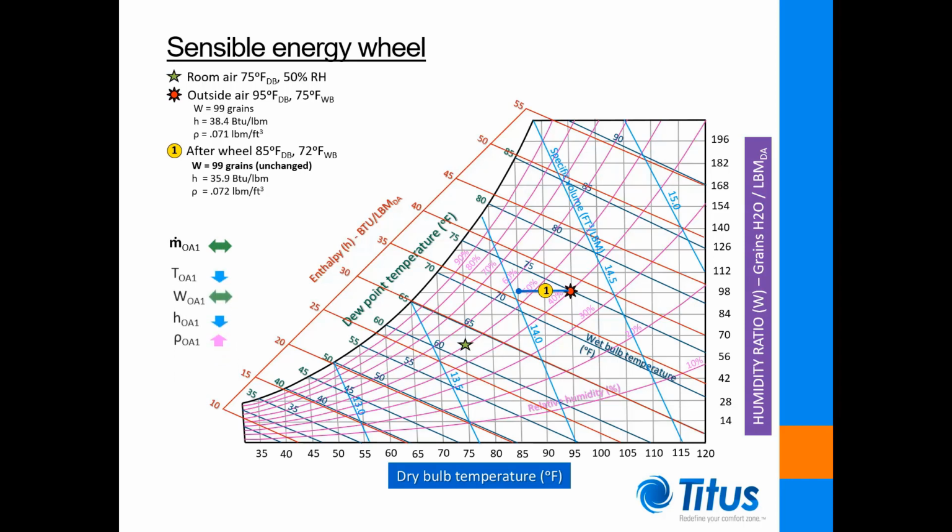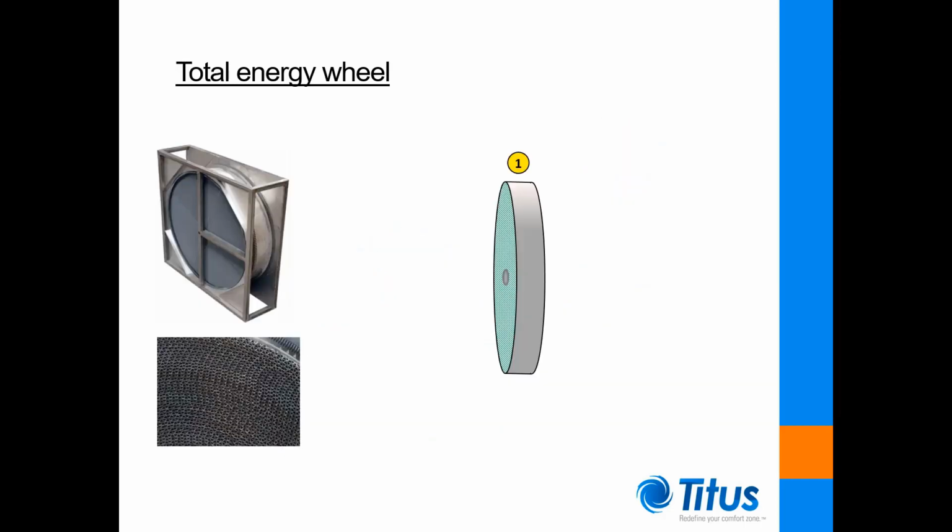Due to conservation of mass, the mass of air passing through the wheel is unchanged. To summarize, the dry bulb temperature and enthalpy of the outside airstream leaving the wheel were reduced, while its humidity ratio remained constant. The density of the outdoor air increased as its dry bulb temperature dropped.